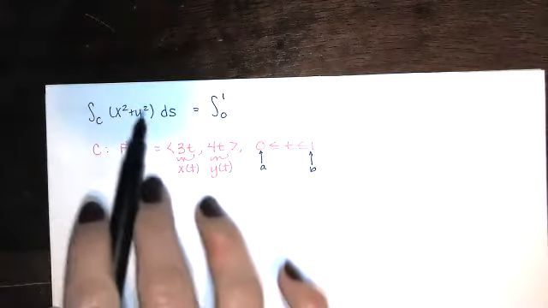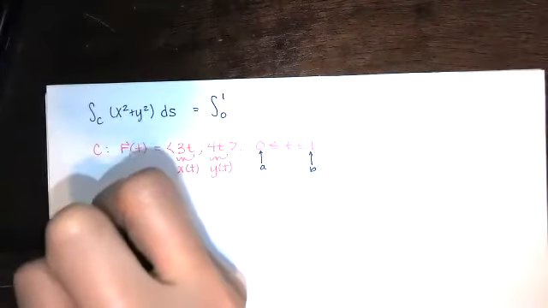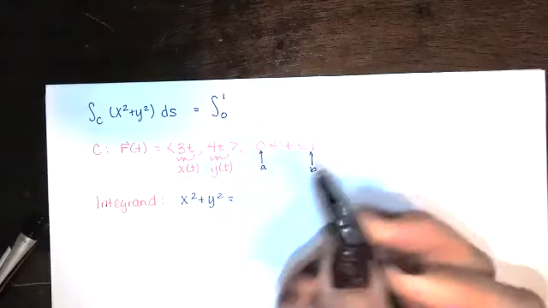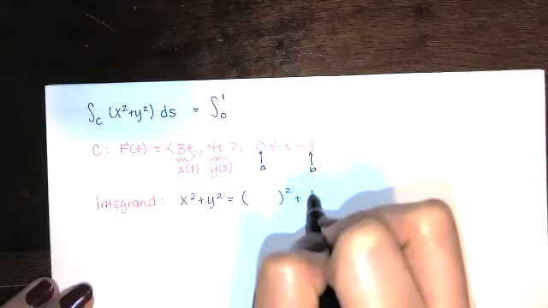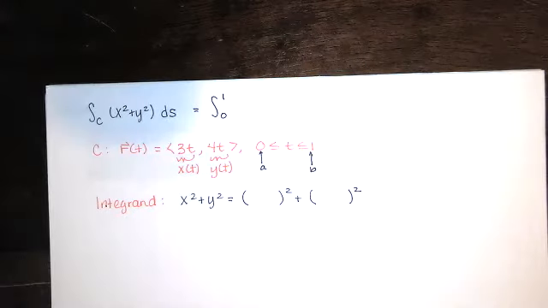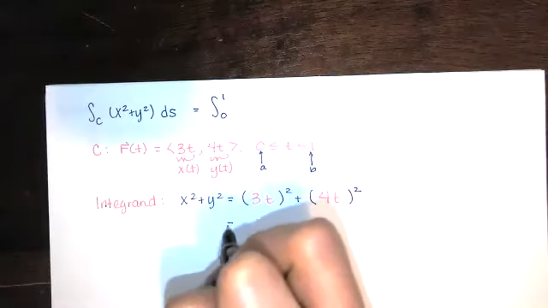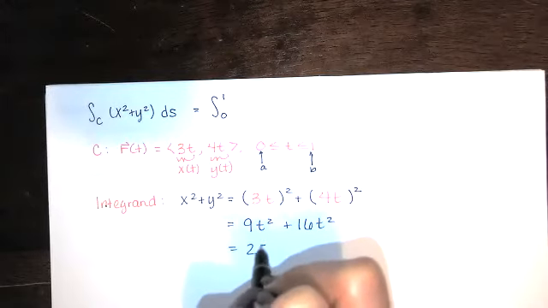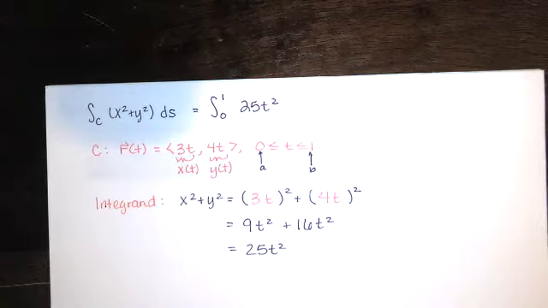And then we need the integrand, x squared plus y squared, in terms of t. We find that by replacing x with 3t and replacing y with 4t. Got a product there. You're squaring them, so we square each factor separately. So it's 9t squared plus 16t squared, or 25t squared. So that's our integrand in terms of t.